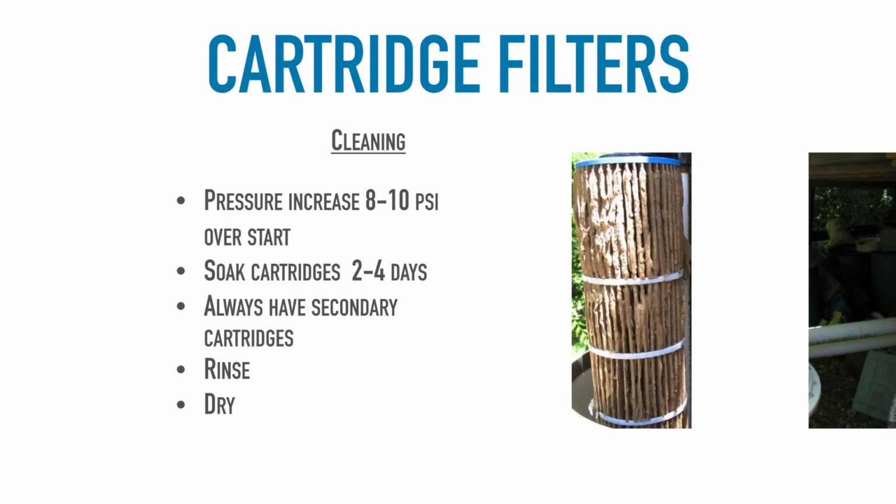So after that 2 to 4 days, you're going to pull those cartridges out and just use a garden hose to spray them down and clean them off. Don't use a pressure washer because the fibers on those cartridges are very, very delicate. If you use something like a pressure washer, it can break those fibers and cause your filter to go bad. So just wash them by hand using a garden sprayer. Then let them air dry, and once they're air dried, I highly recommend that you grab a trash bag and bag those cartridges up.